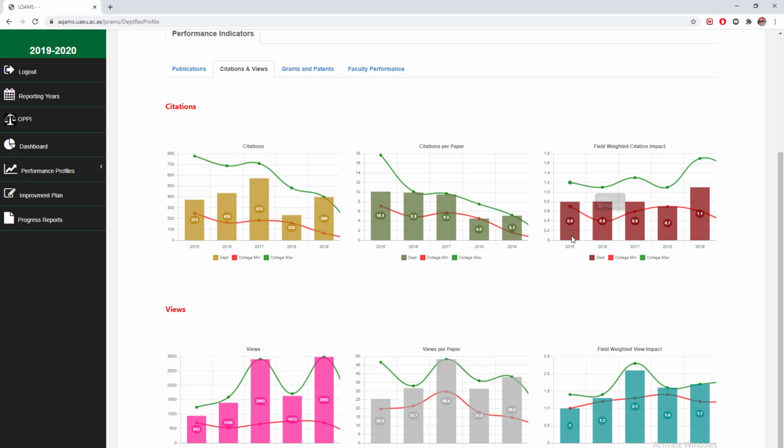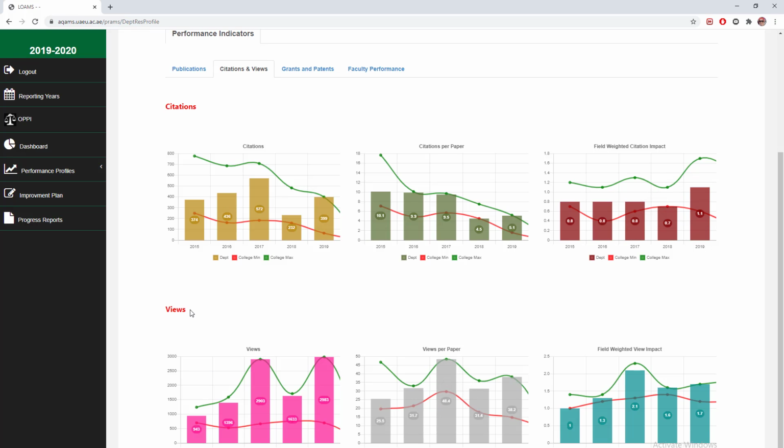So here we can see that the department was 0.8, 0.8, 0.8, 0.7, and then increased to 1.1 in 2019. The college maximum is 1.2, 1.1, 1.3, 1.1, and 1.7. And the college minimum is this one, 0.7, 0.4, 0.6, and so on.